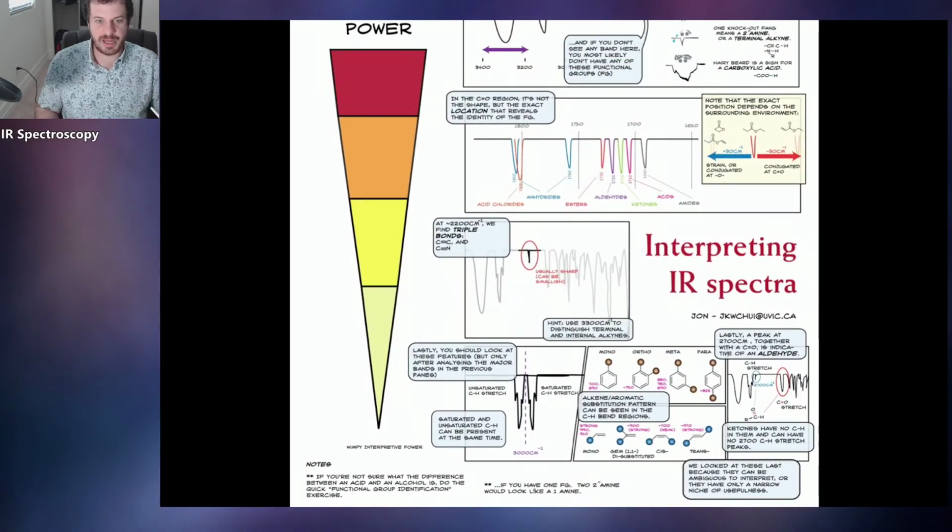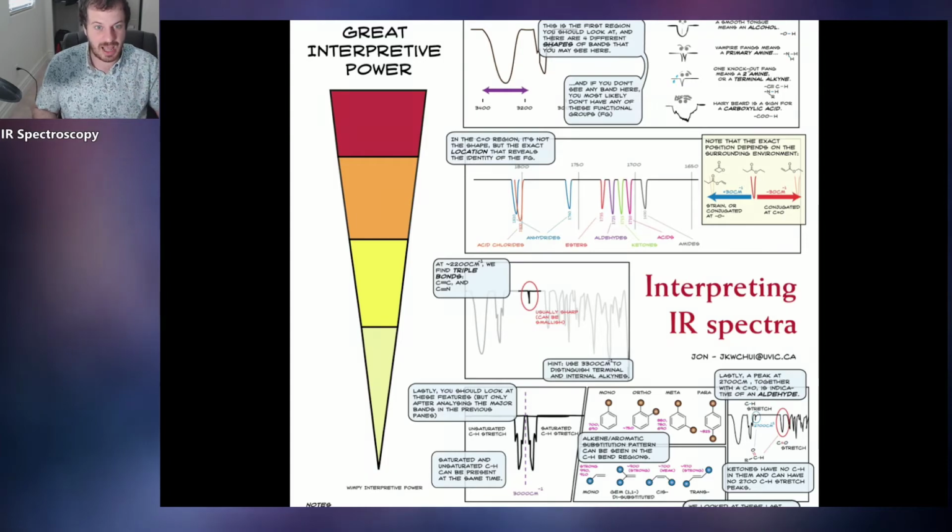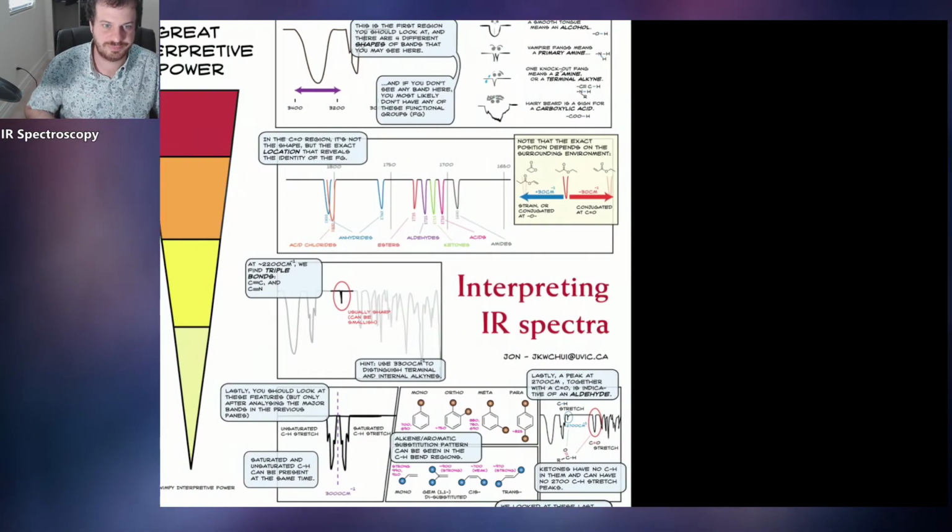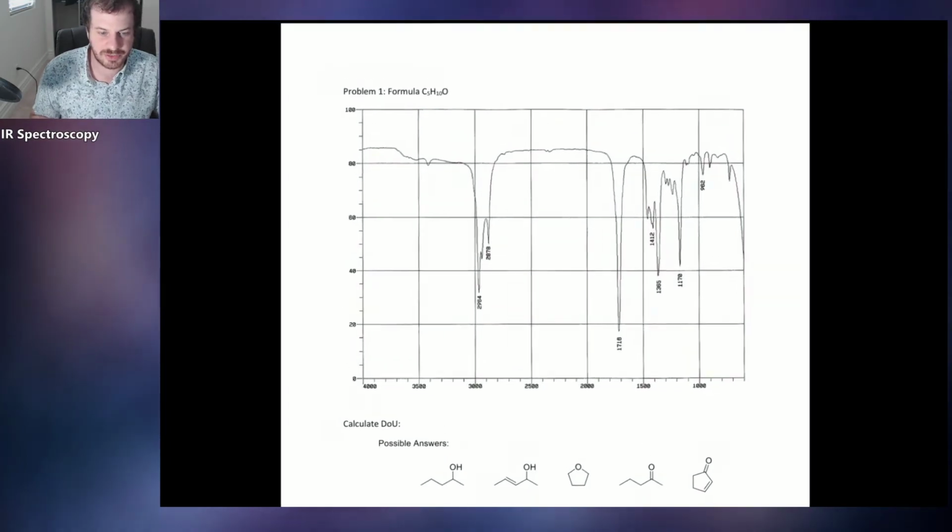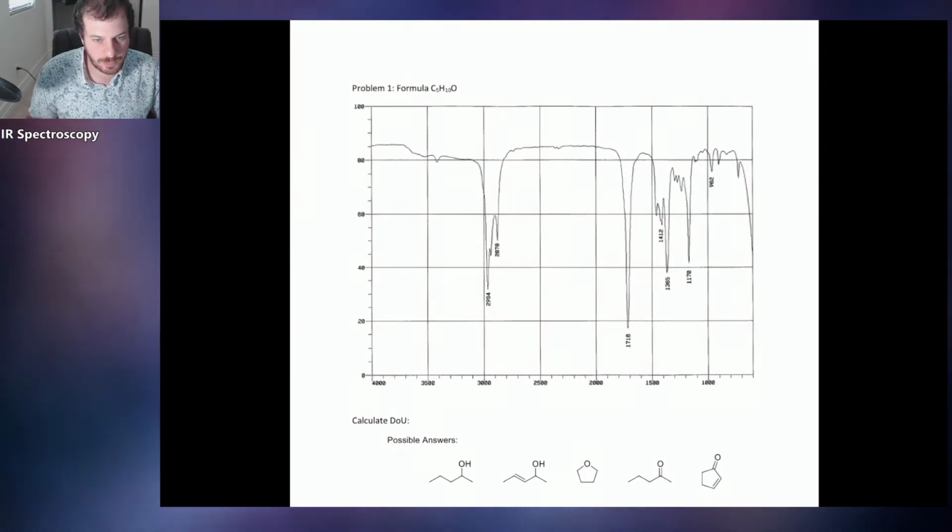Okay, there's a lot of information here, so let's go ahead and apply everything we've learned to do some examples, and then I'm going to send you on to do your worksheet where you'll have a chance to answer some questions and turn that in for points. Okay, here's an example question. I've given you a formula and an IR spectrum, and there's also some possible answers.